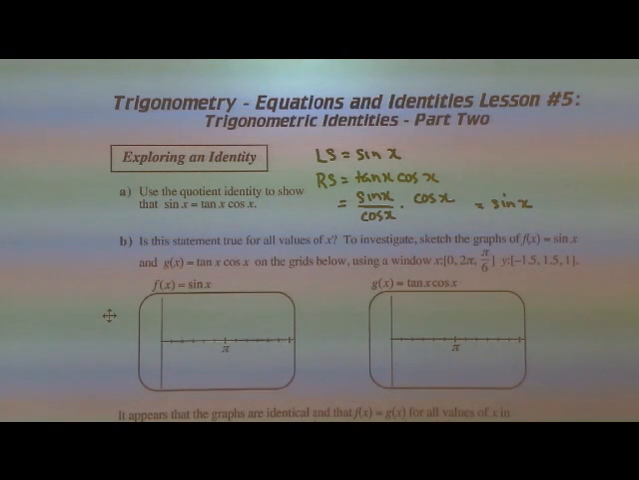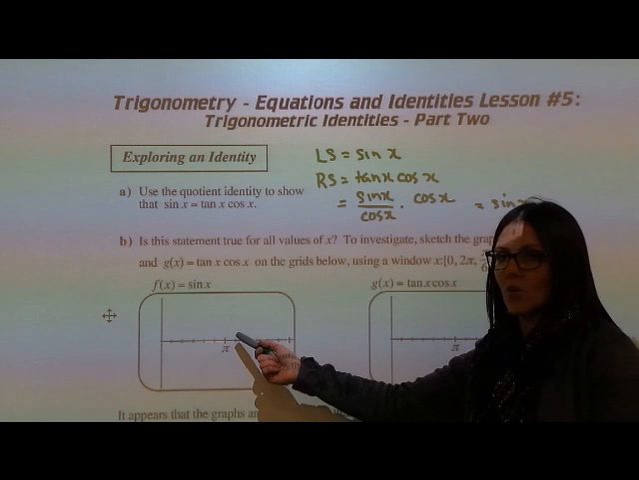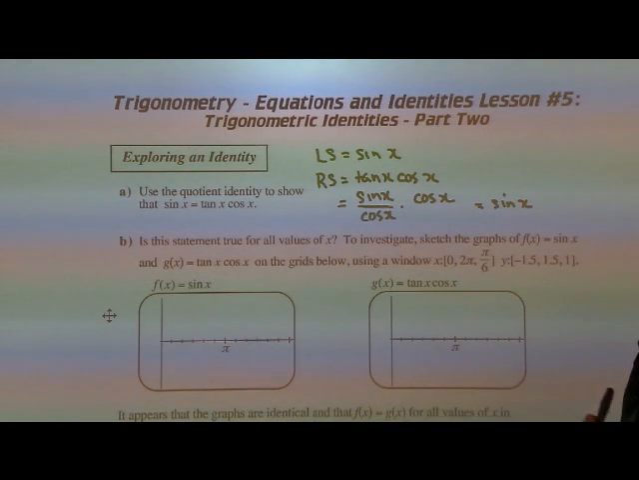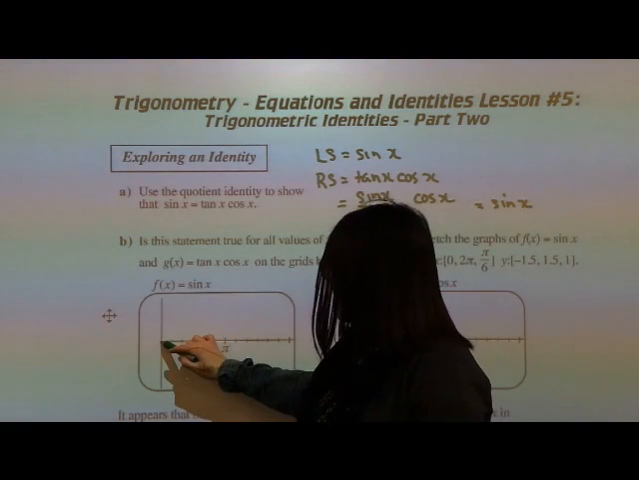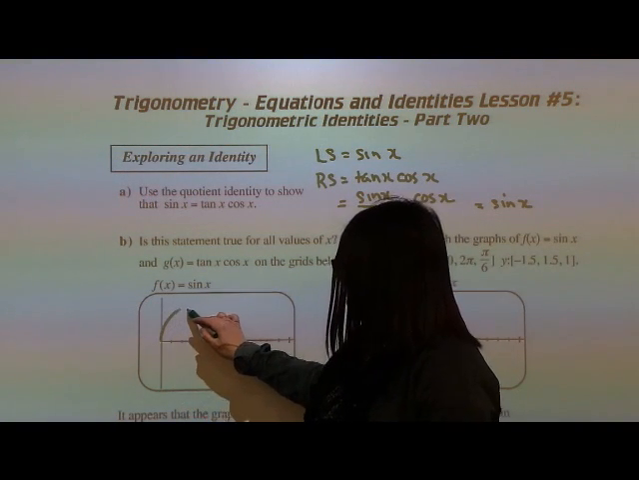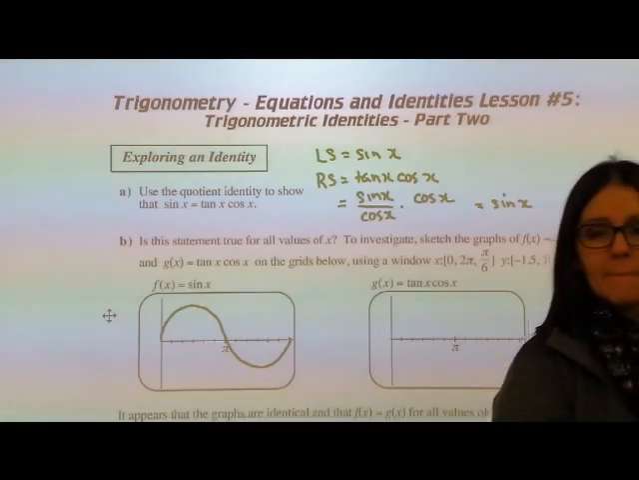Okay? So in the next part, the question is: is this statement true for all values of x? We can investigate this by looking at the graphs. I would like you to use the graphing calculator to graph sine x and then tan x cos x. Actually, sine x we should be able to draw without graphing it. Remember how we draw sine x? Starts at 0, goes through pi, and then comes back up to 2 pi.